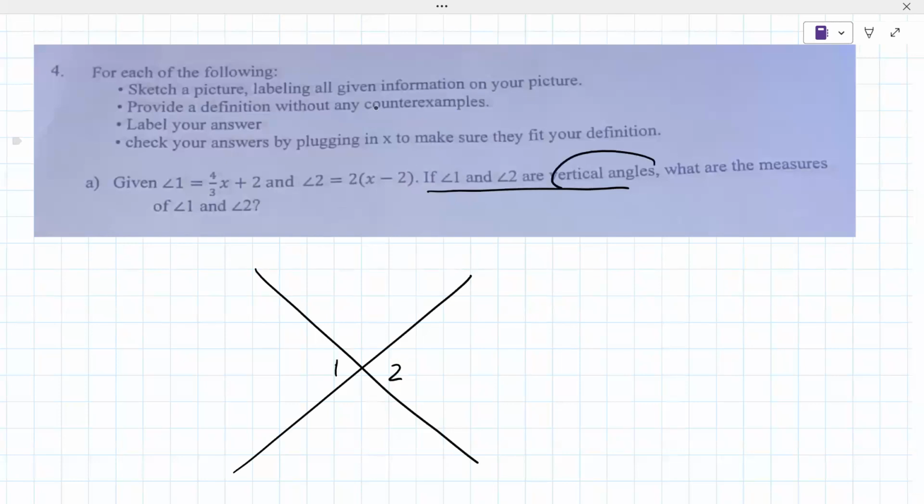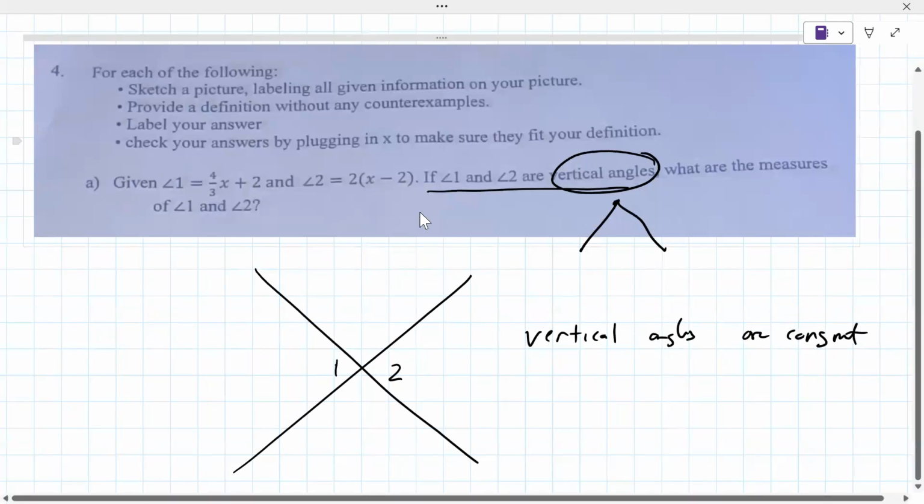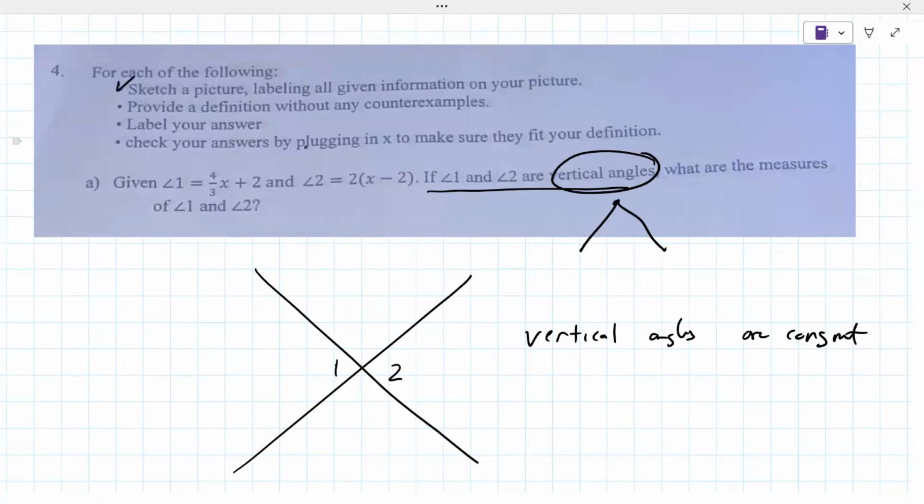So what do you know about vertical angles? So there's 2 options in this class. Like they either are congruent or they add up to something. Are they congruent or do they add up to something? They're congruent. So you would say vertical angles are congruent. That's your definition. Okay, so you got that down. So we've done the first 2.